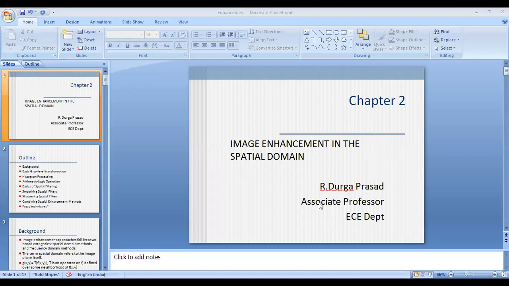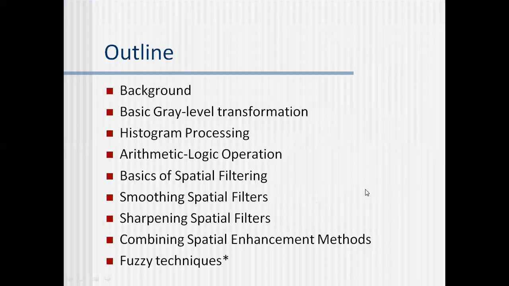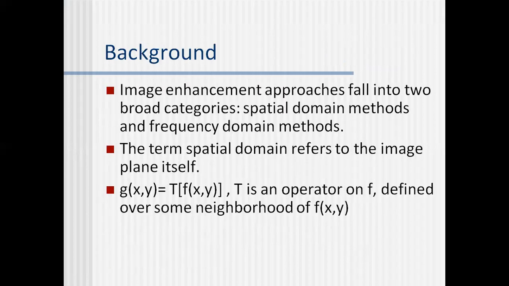Now I want to discuss chapter 2 topics. In this, we mainly focus on image enhancement in the spatial domain. The foremost topic for any image enhancement is its background process. Thereafter come basic gray level transformation, histogram processing, arithmetic and logical operations, basics of spatial filtering, smoothing spatial filtering, spatial sharpening filters, combining all these spatial enhancement methods, and fuzzy techniques.